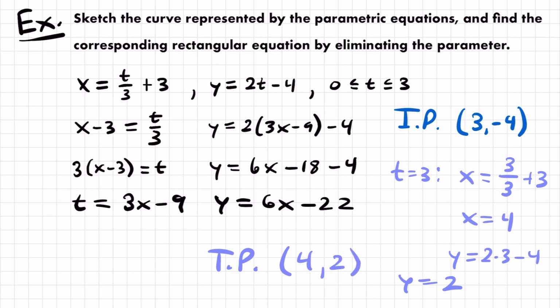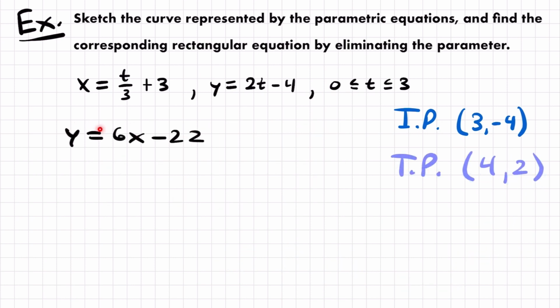All right, so let me clean up my work again. We now have our rectangular equation that we can use to sketch our curve, and we have the initial point and the terminal point for that curve. So let's finally sketch it. Let's draw out our coordinate system. First, I'll draw the y-axis, and then I'll draw the x-axis. So this is the x, and this is the y. All right, and now let's start by plotting our initial point and our terminal point.